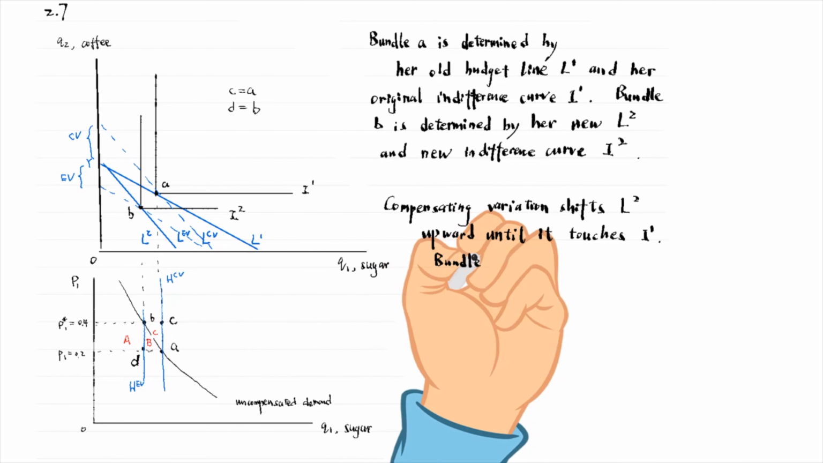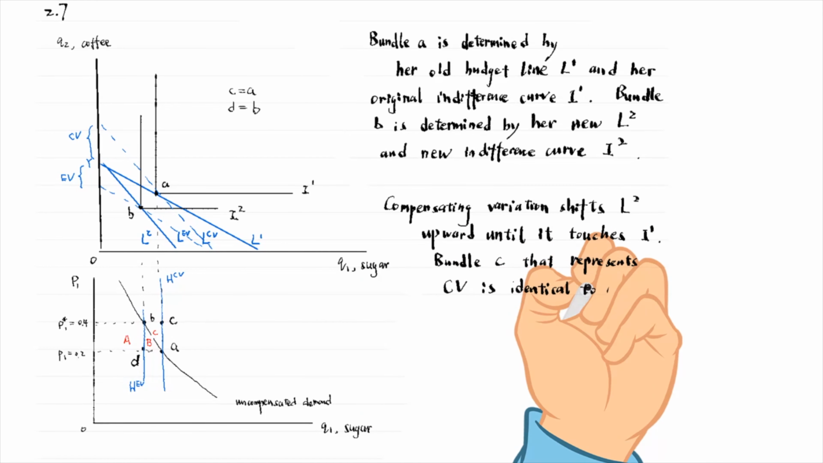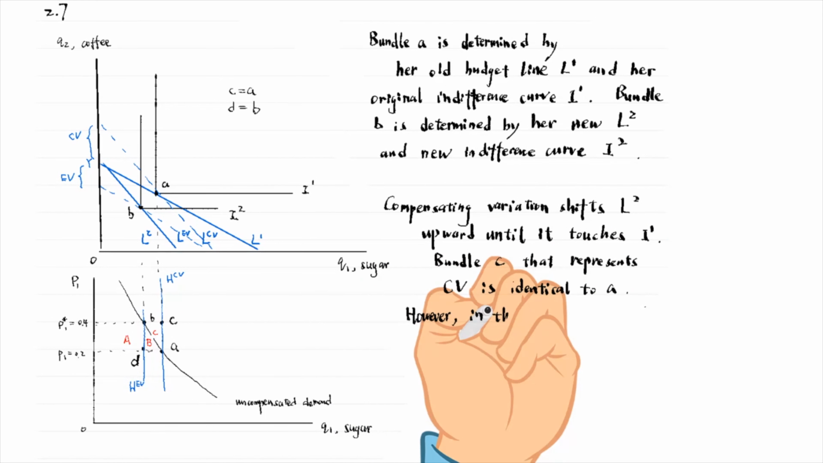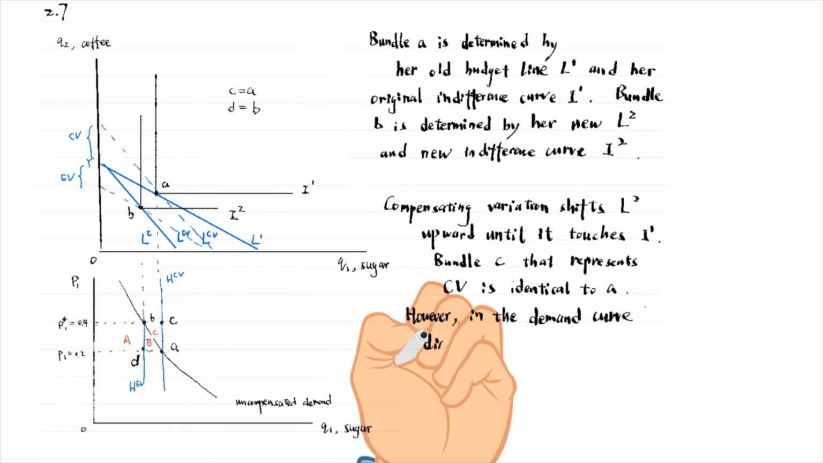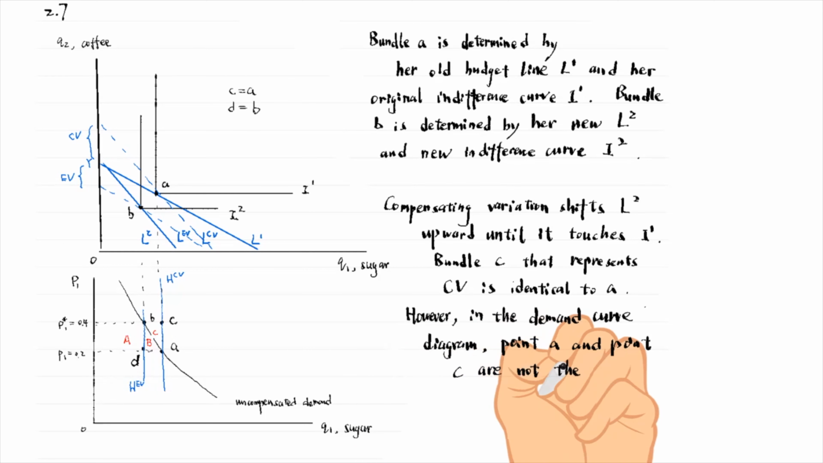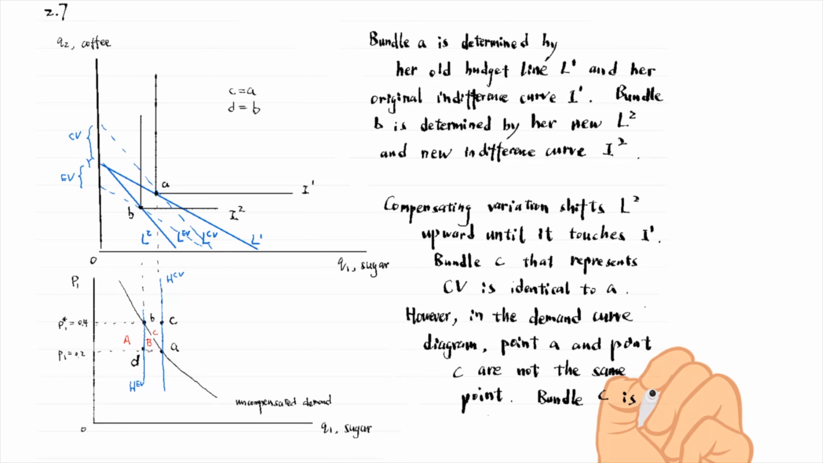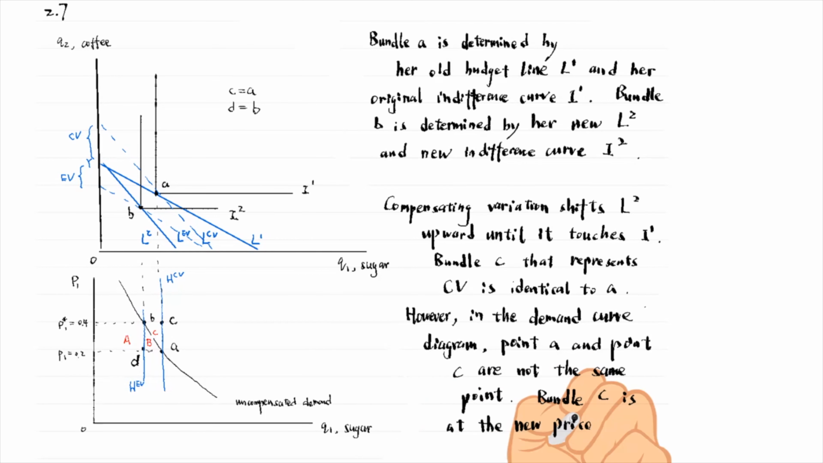Bundle C, the bundle that usually represents the compensating variation, is identical to bundle A. However, in the demand curve diagram, point C and point A are not the same point. Bundle C is at the new price. It's above point A. The vertical line going through point A and point C is the compensated demand curve for compensating variation, HCV.